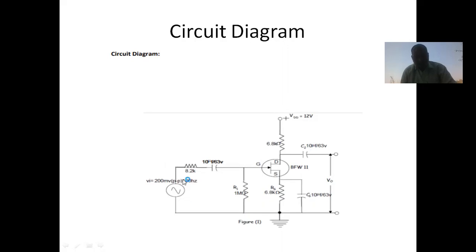This is the input supply, 8.2k resistor, microfarad capacitor, series resistance of 1 megaohm. This is the BFW element. This is actually the JFET device. 6.8k resistance, 6.8k resistance. This is called RD. This is called RS resistance. This is CS, the source capacitance, 10 microfarad. Here also C2 of 10 microfarad.